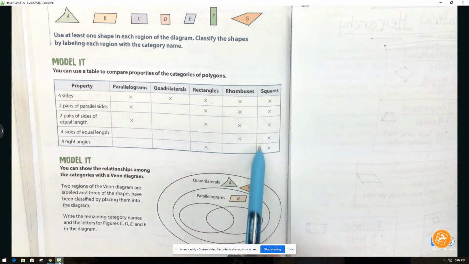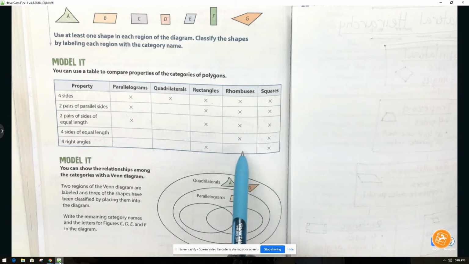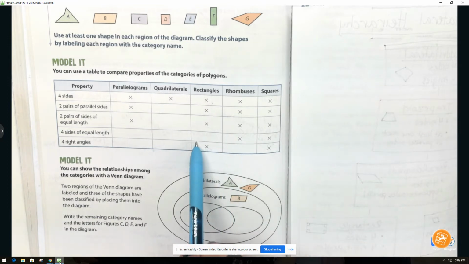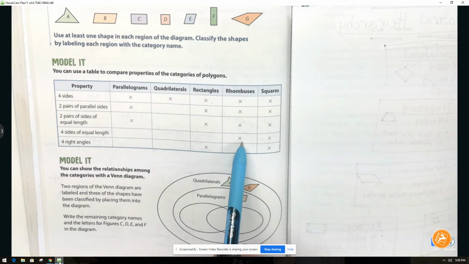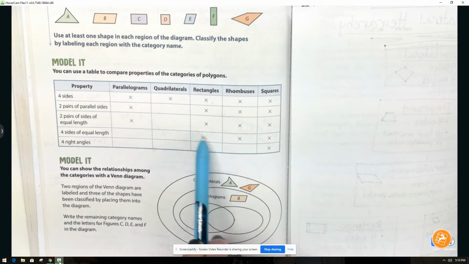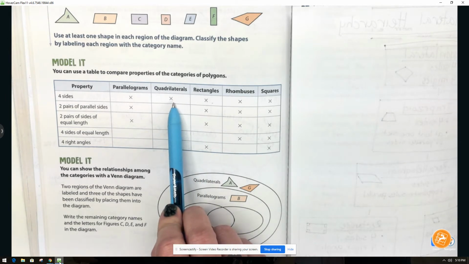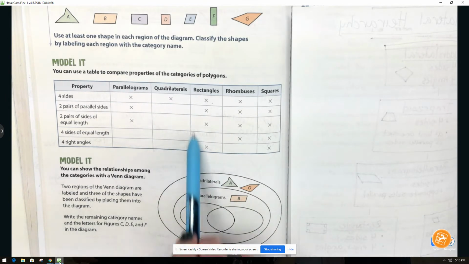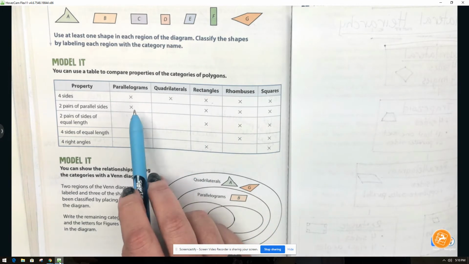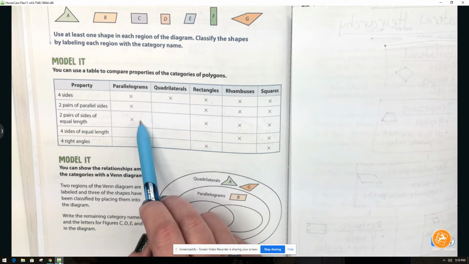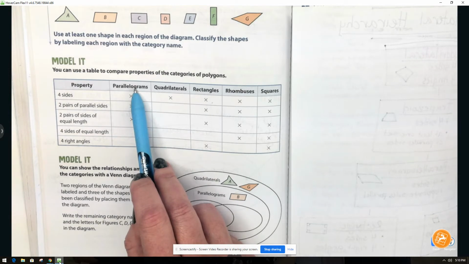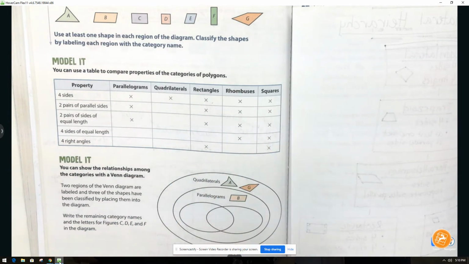So what makes a square different from a rhombus is that a rhombus doesn't have right angles. What makes a rhombus different from a rectangle is that a rhombus has equal sides where a rectangle does not. Quadrilaterals are the most general because they have really barely any attributes. And then parallelograms only have a few attributes, which makes them more general, where the squares are most specific.